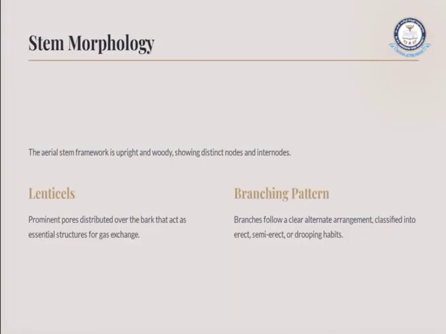Next, if we see stem morphology, that means as we have seen the root, as we have seen the leaf, tree format, root format, now we are looking into stem morphology. This stem is the aerial part of a plant. That means the part which we can see with our eyes, above the ground level, is the stem. So we'll see the stem morphology.